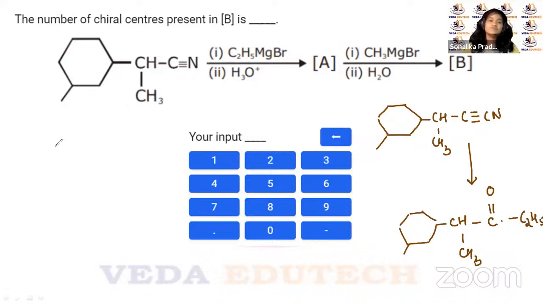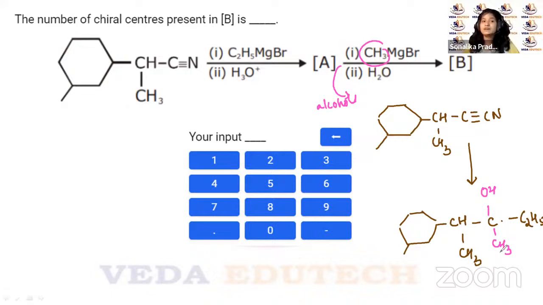So when it gives you ketone, the next step is reaction with CH3MgBr. We know that when ketones react with CH3MgBr, they get converted to alcohols. Yes or no, children? Okay, so this compound is going to change into alcohol, and the CH3 is going to be added here.